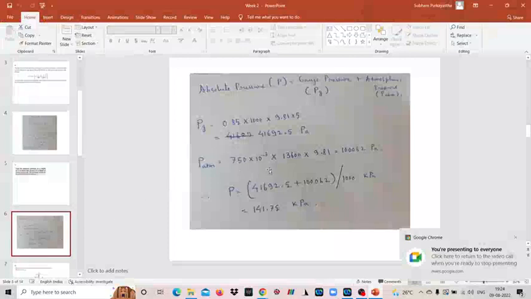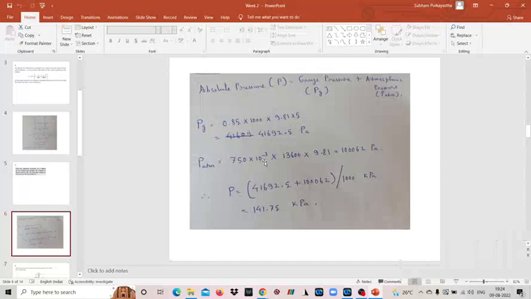It is given to you that 750 millimeter of mercury is the atmospheric pressure. So 750 multiplied by 10 to the power minus 3 makes it 750 times 10 to the power minus 3 meter, into 13,600 kg per meter cube, into 9.81. This is rho, this is g, and this is h, which gives us this many Pascal as the atmospheric pressure.